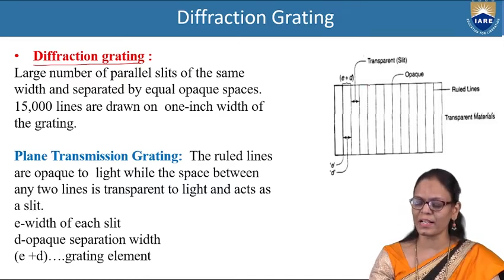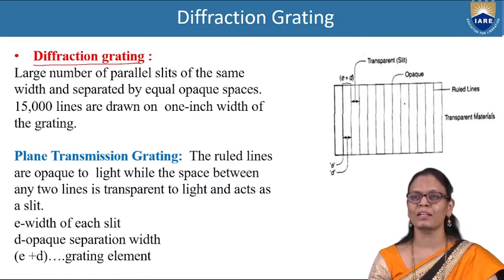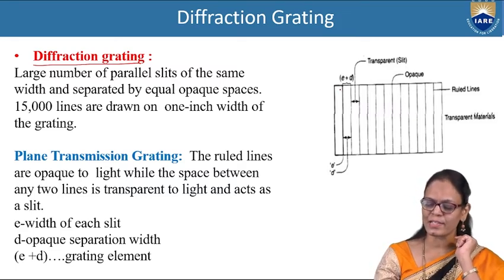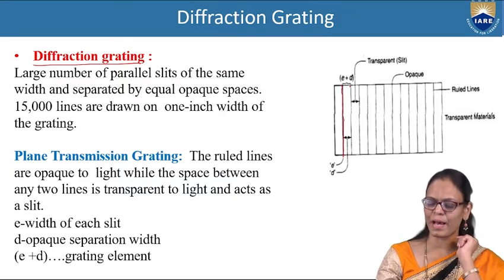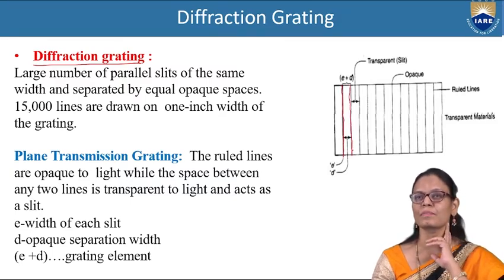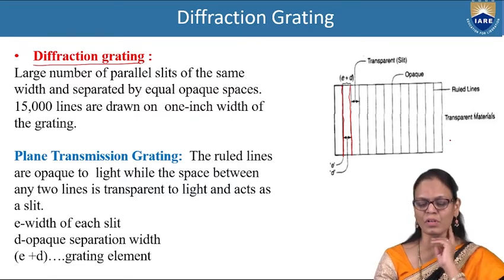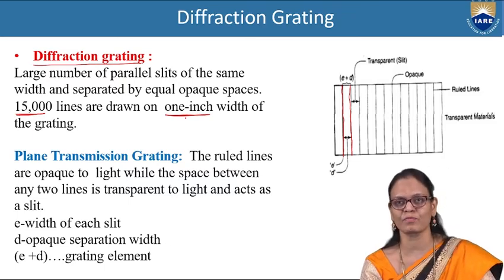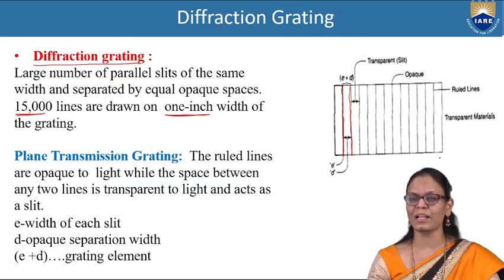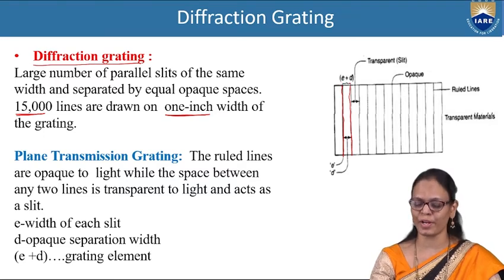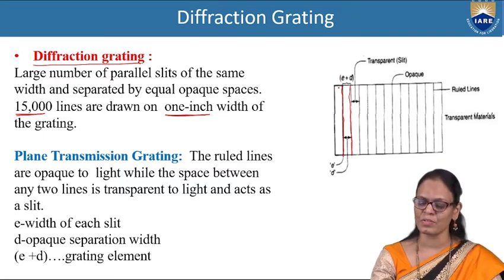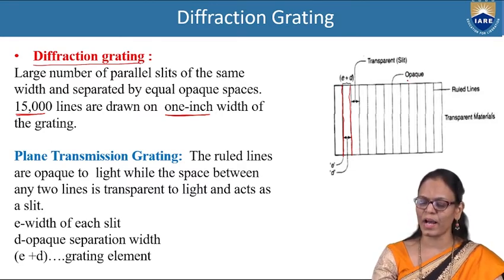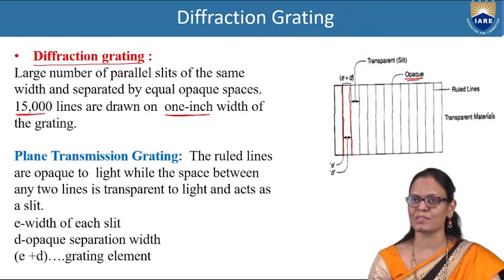If you take a plain glass plate and draw lines with the help of a diamond point, you start drawing parallel lines, very close to each other. So how many lines are we going to draw? 15,000 lines in 1 inch. So close the lines have to be. The lines that you are drawing will be opaque, which means they will not allow the light to pass through them.